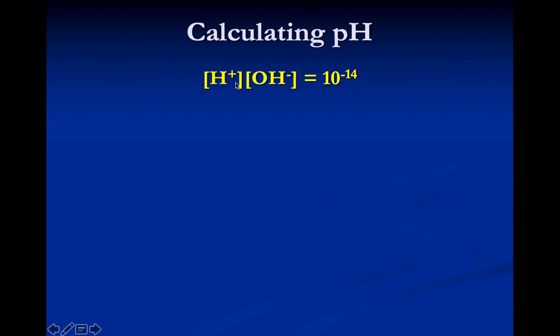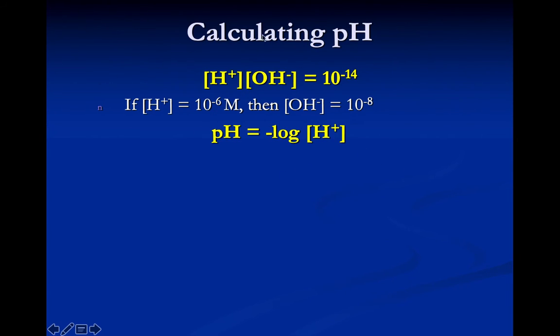Now when you multiply those concentrations, it needs to equal 10 to the negative 14. So if your hydrogen ion concentration is 10 to the negative 6 molar, then your hydroxide concentration is going to be 10 to the negative 8. So when you multiply those, remember if you multiply two things that have exponents, you can add the exponents together, so you're adding negative 6 and negative 8.